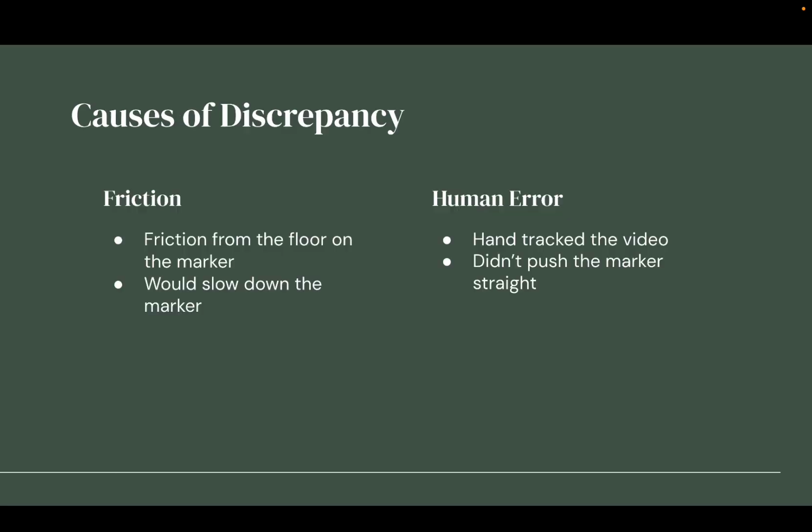This discrepancy can be attributed to multiple things. First, there is friction from the floor. This friction would act on the marker, slowing it down. This was not accounted for in the GlowScript prediction.